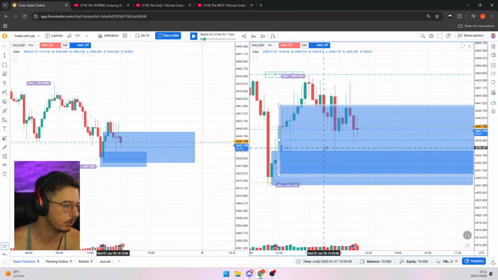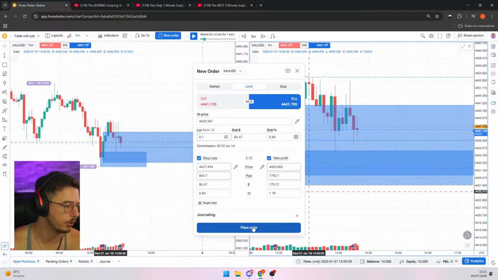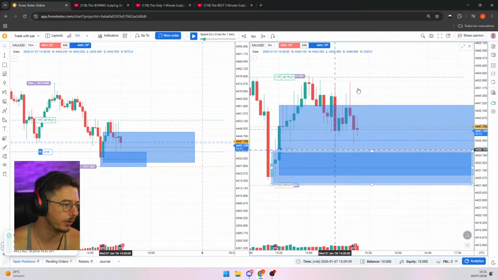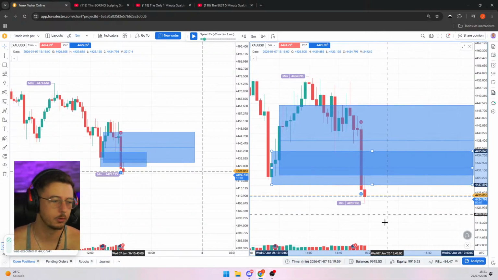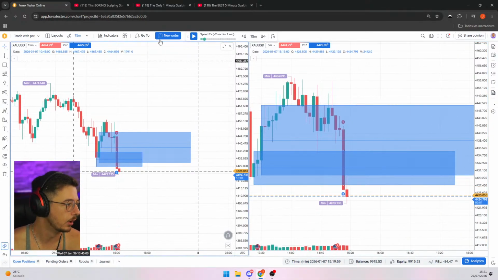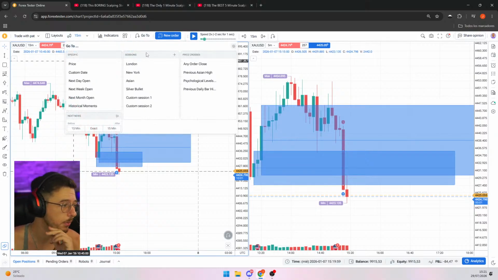I'll just add it in again. But that was a shame. I mean, look how close it came. That's crazy. But hey, it is what it is. A stop loss is a stop loss and we can't do anything about it. But there's two trades that could have been take profits there.